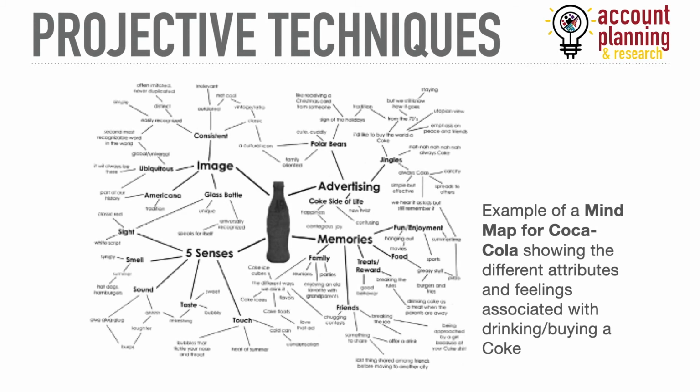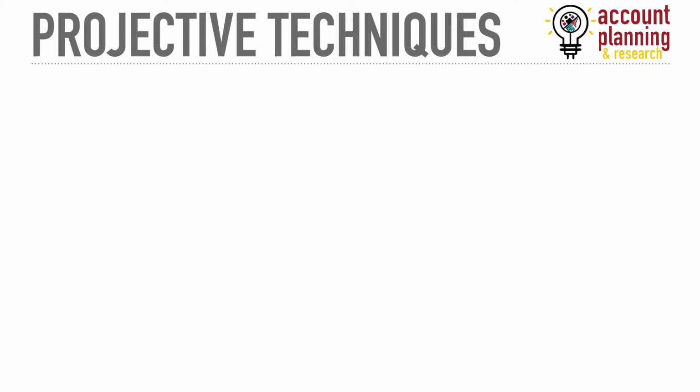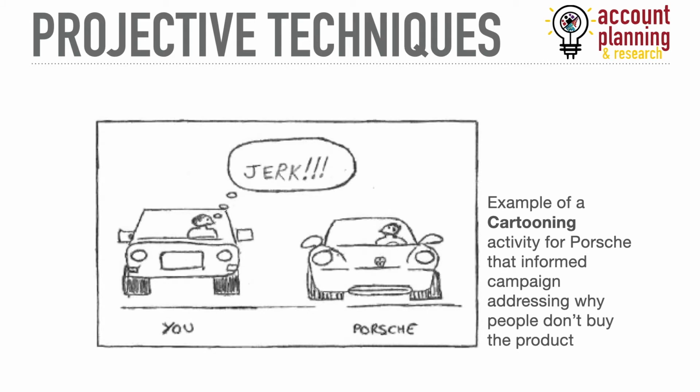Here's an example of a mind map for Coca-Cola. And you can see all of the words that were salient to participants. So the darker the color of the words, the more salient they were, the more often they came up across different participants. And here's an example of cartooning that was the result of a research study done on Porsche that informed the design of a new campaign for Porsche. And there are many other techniques like this, but I just wanted to give you a few examples.